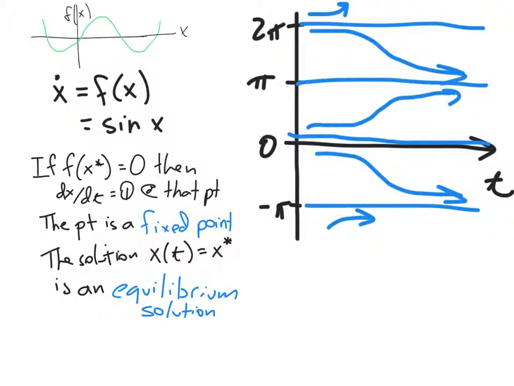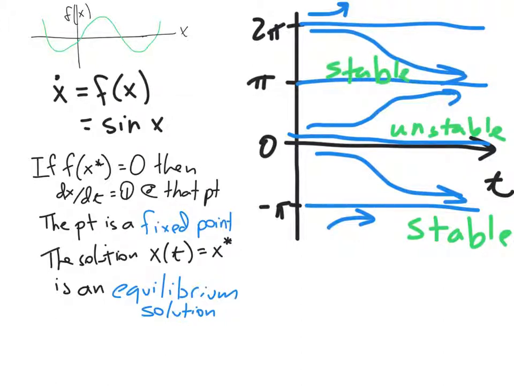And from this picture, now it's very clear that this is a stable equilibrium. What do we mean by stable? We mean that nearby trajectories are attracted to it. This one is unstable, stable, unstable.